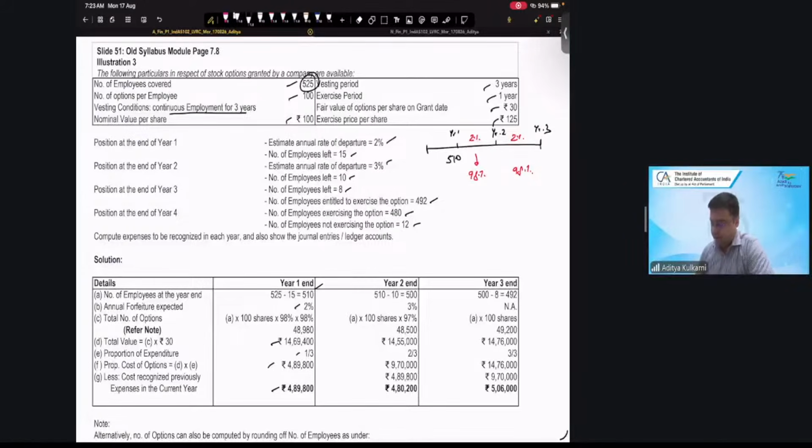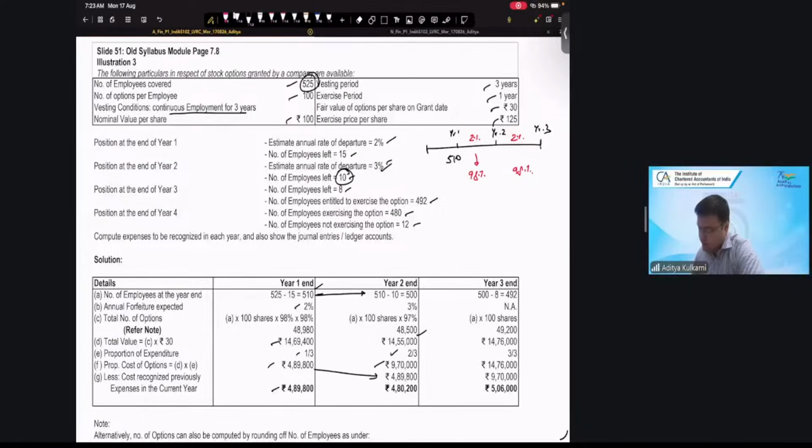So 489,800. Now, at the end of year two, a further 10 employees left. So I had 510 minus 10, 500. And you are expecting annual rate of departure of 3%. So only 1 year is left. That is third year. So therefore, it will come as 97%. So 500 into 100 shares into 97%, 48,500. So total value 14 lakh 55,000, two third, 9 lakh 70,000.